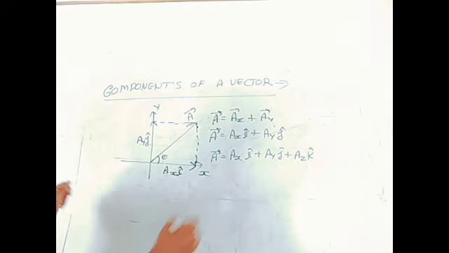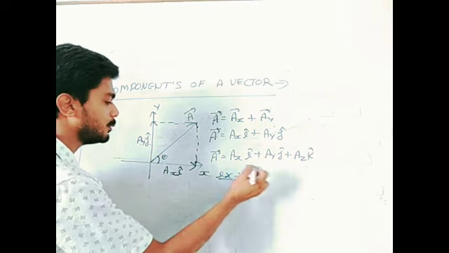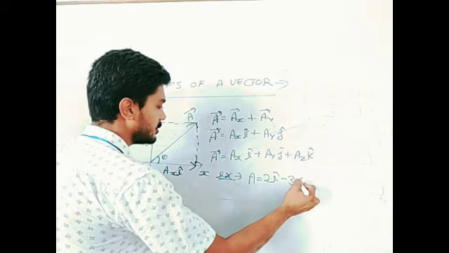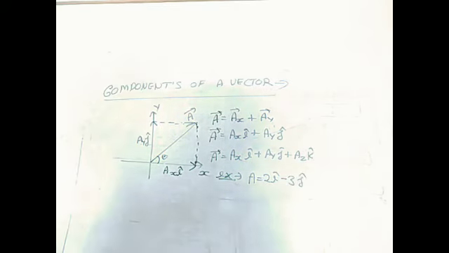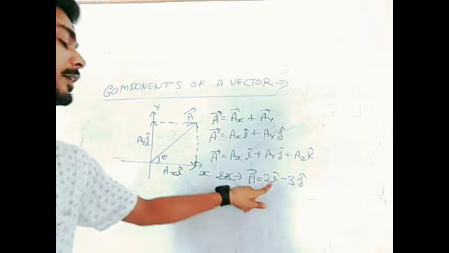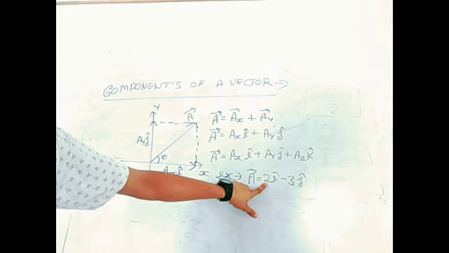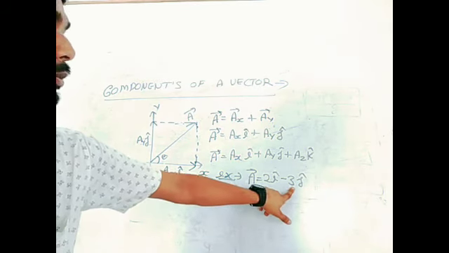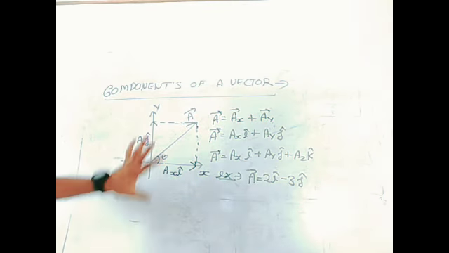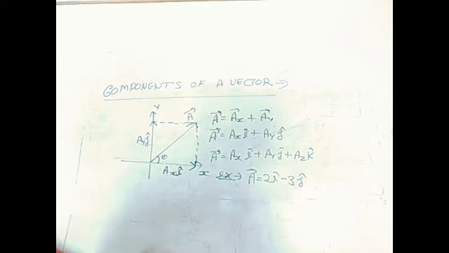Suppose we have a vector, for example, A is equal to 2 i cap minus 3 j cap. It means this is a complete vector, and this vector A has an x component 2 and the y component 3, not 3, minus 3. This is an example to represent the vector.